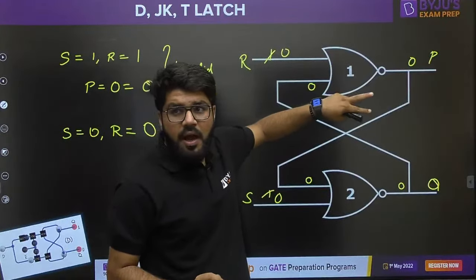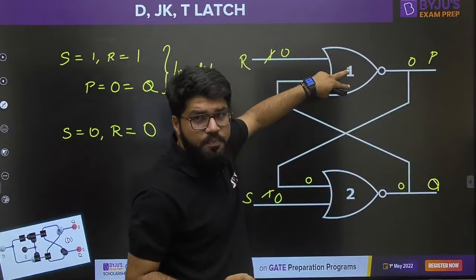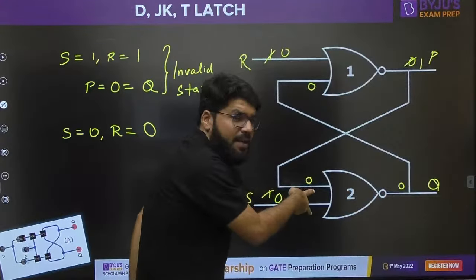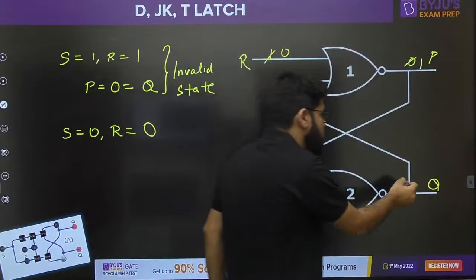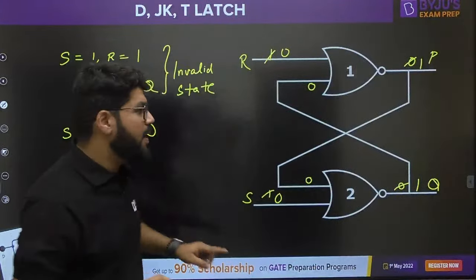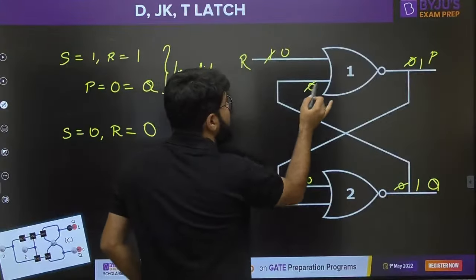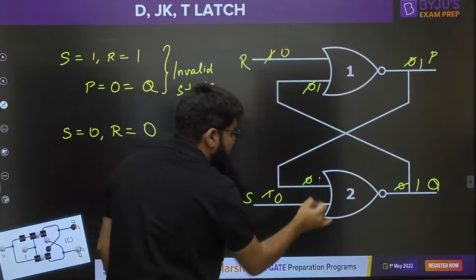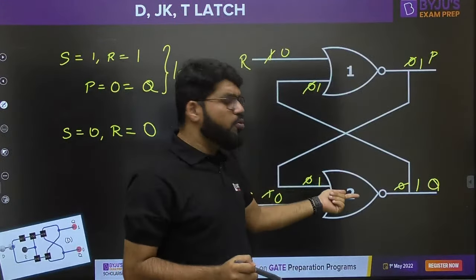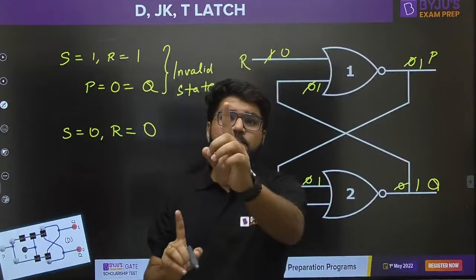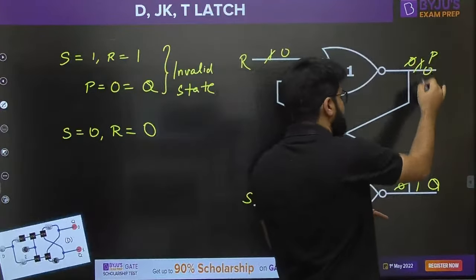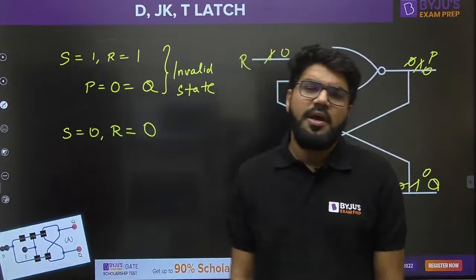Now the input to NOR gate number 1 is both 0 0, so the output is 1. At the same time, the input to NOR gate number 2 is both 0, so this also becomes 1. So now P and Q both become 1. As soon as Q becomes 1, this comes here. As soon as P becomes 1, this comes here. Now one of the inputs to NOR gate 1 and NOR gate 2 is 1. If any input to a NOR gate is high, its output will now become 0. Now again both the outputs are 0.